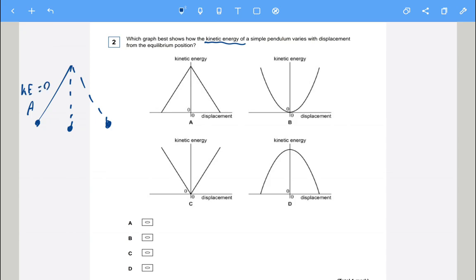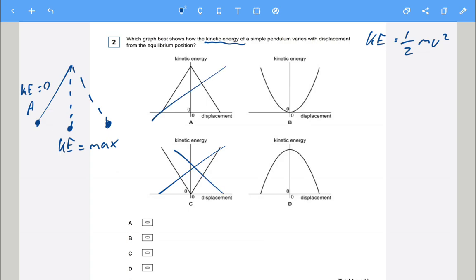In the centre, as it swings on, the speed of the pendulum is its greatest. So that means that the kinetic energy is also its greatest, because obviously kinetic energy is simply half mv squared. So the faster it's going, the more kinetic energy it's got. So the kinetic energy at the equilibrium position is a maximum.